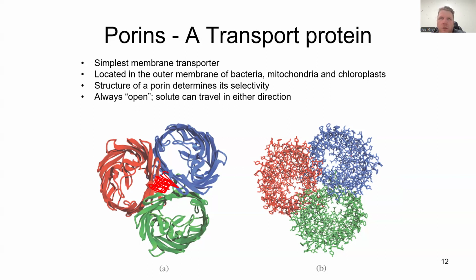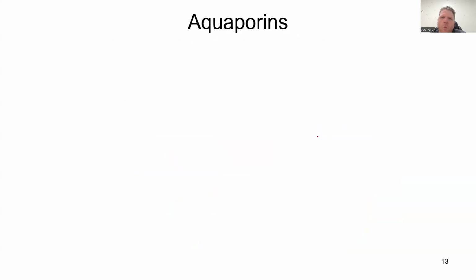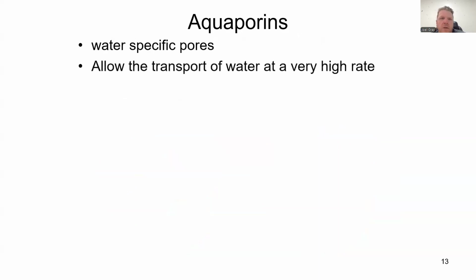Now, these are considered always open, so a solute can travel in either direction, and that's probably going to be related to the concentration of that metabolite. One specific class of porins are known as aquaporins. These are water-specific pores, and these things are truly fascinating.